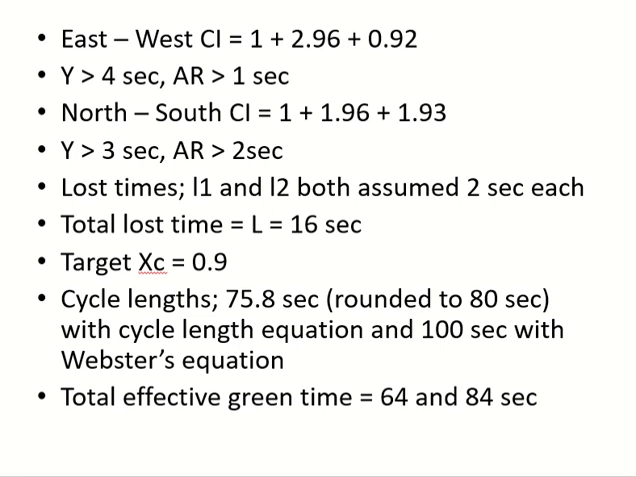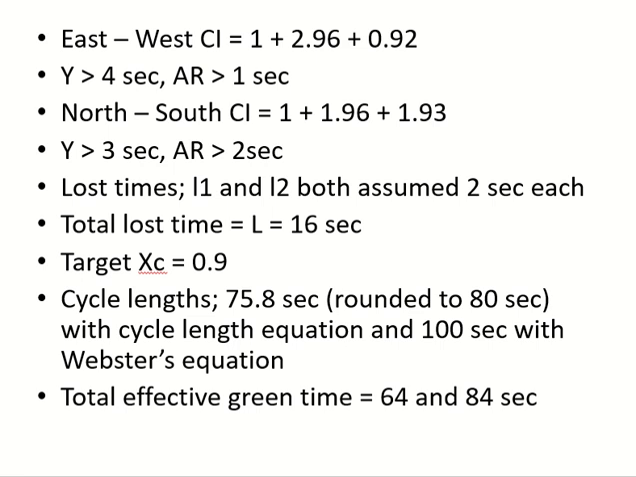After you find the cycle length, we'll calculate the total effective green time. So how do we do this? You have the cycle length after rounding off. So this one became 65, right? What is my lost time?